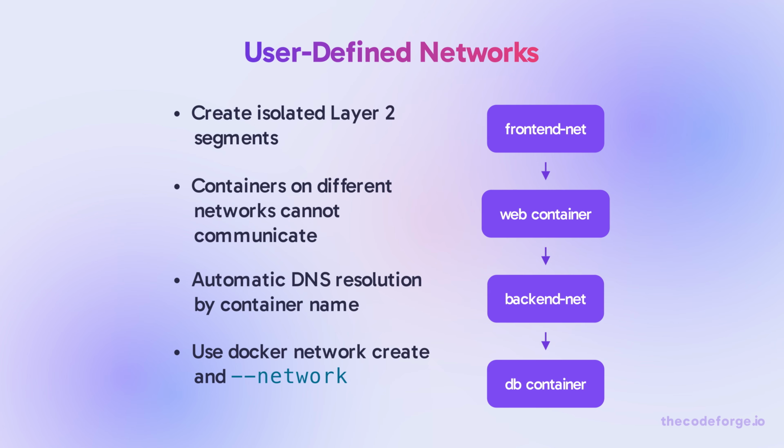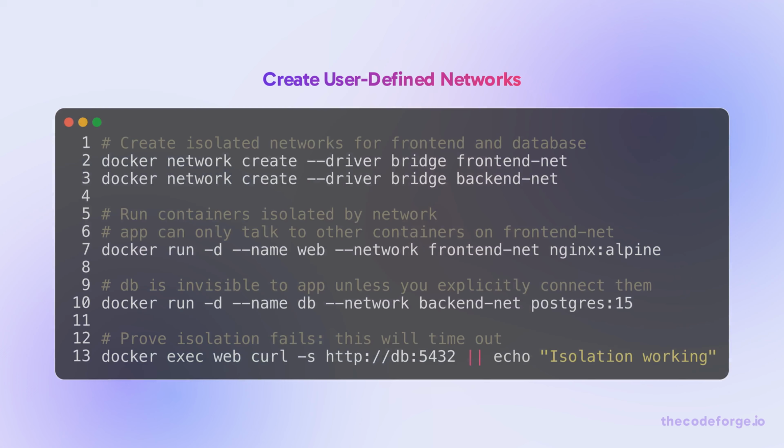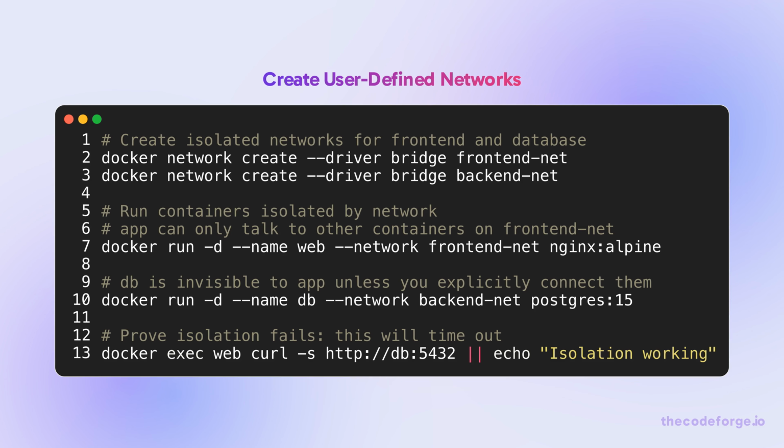Containers on different networks cannot ping each other unless explicitly connected. Create two networks and run containers on each. The web container cannot reach the database because they are on different networks. This isolation prevents a compromised front-end from accessing the database.